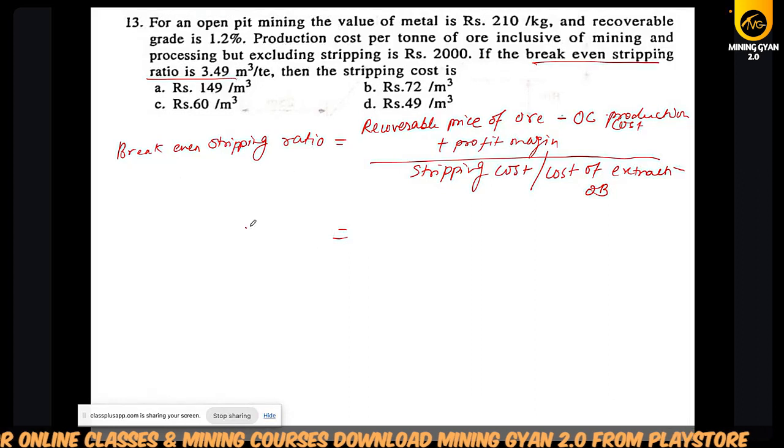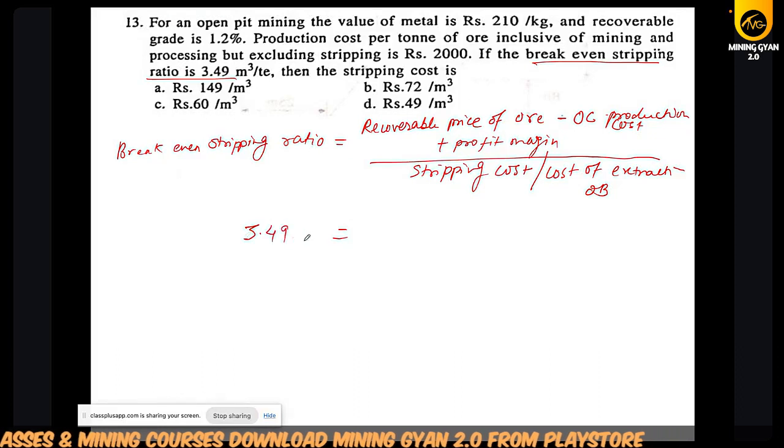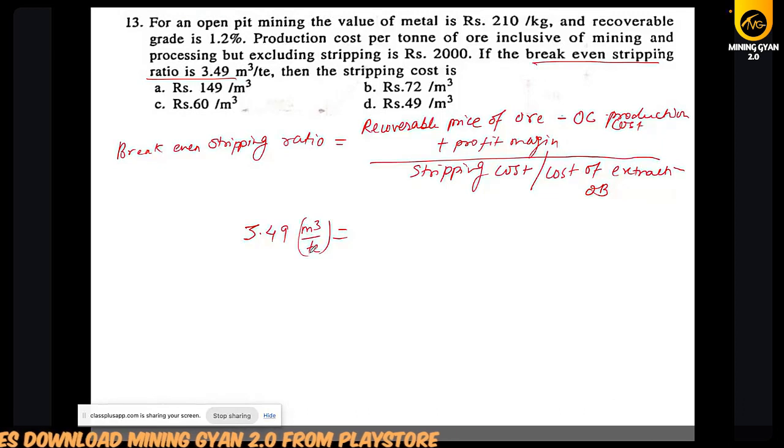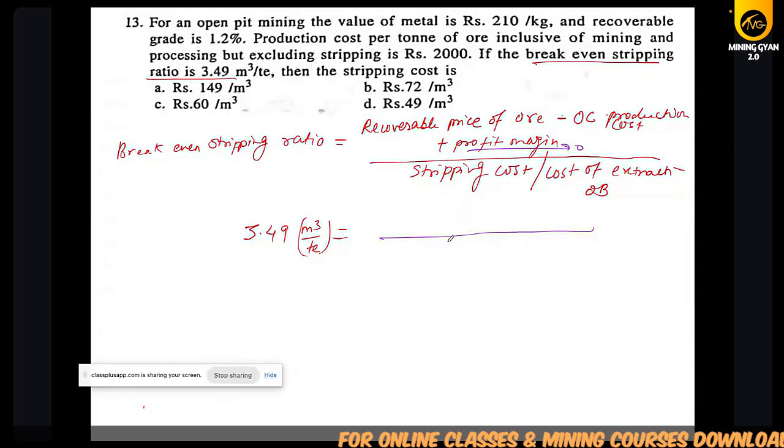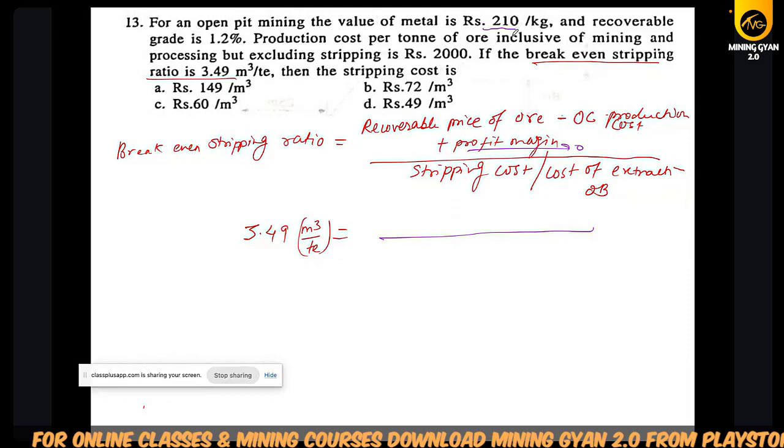So we just put 3.49, which is in meter cube per ton. So here the profit margin will be 0, because in the break even we are considering the profit margin as 0. So for the recoverable price, here it is 210.